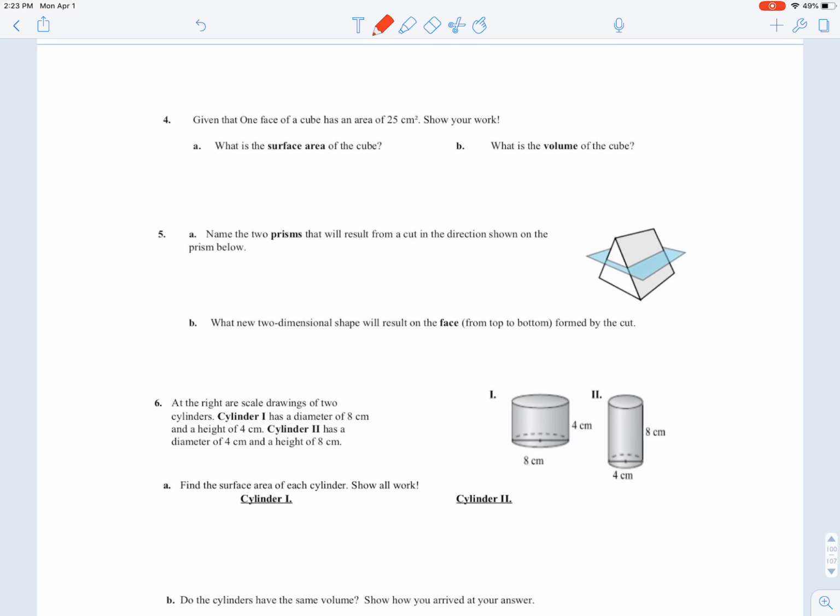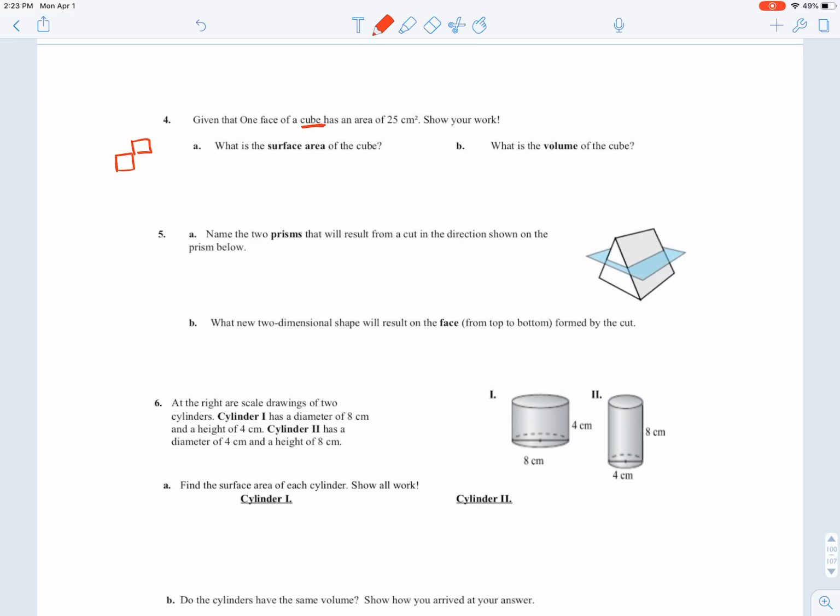Given that one face of a cube has an area of 25 centimeters squared, show your work. So a cube, what's so special about the cube is that every side is exactly the same. So you really need to ask yourself, well, how many sides does a cube have? Well, let's take a look.